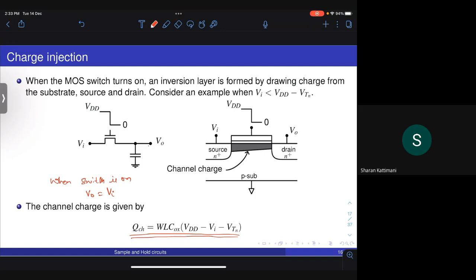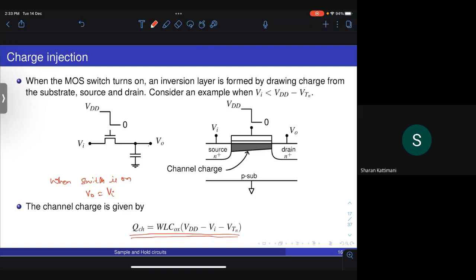Now the charge on this capacitor is given by VDD minus Vi minus VTN. Why minus VTN? We discussed this yesterday. Because for any potential less than VTN, there is no capacitor formed. It's only for voltage more than VTN that you have an inversion layer and the capacitance formed. And for any voltage beyond that, proportional to the capacitance, you will have an inversion layer charge that is pulled up and formed below the gate of the transistor. Okay, that is fine.